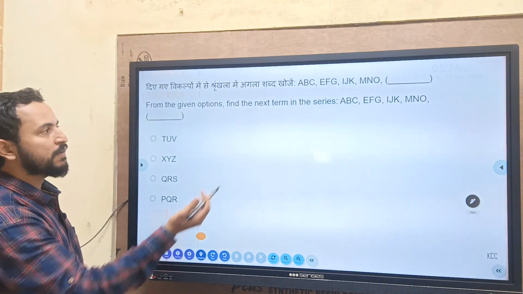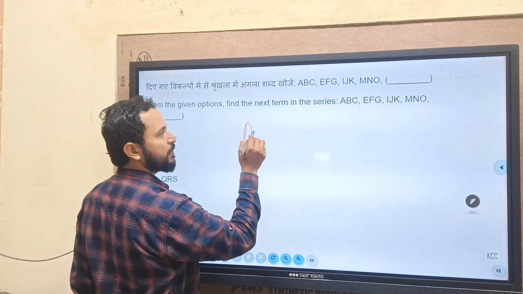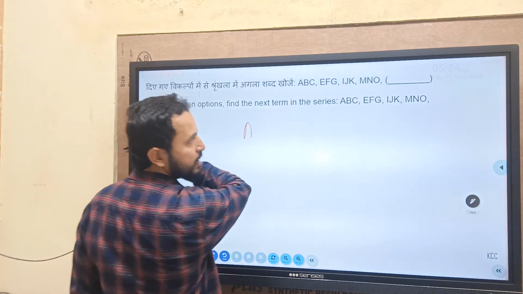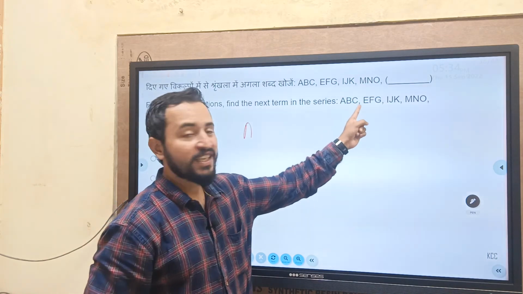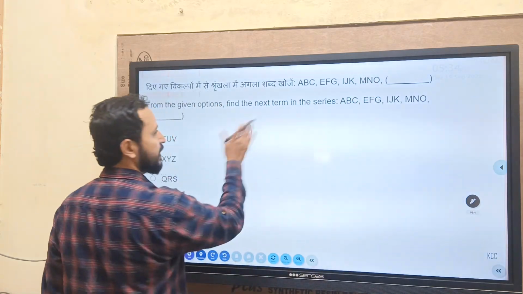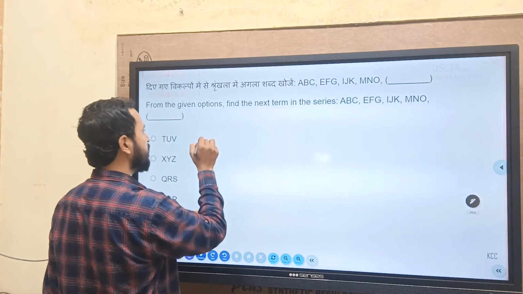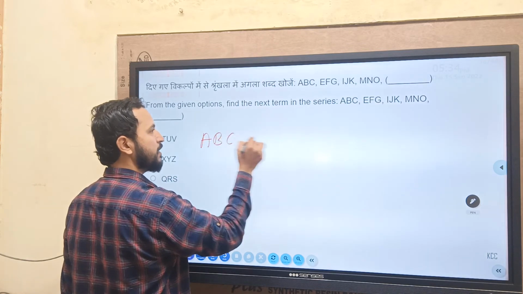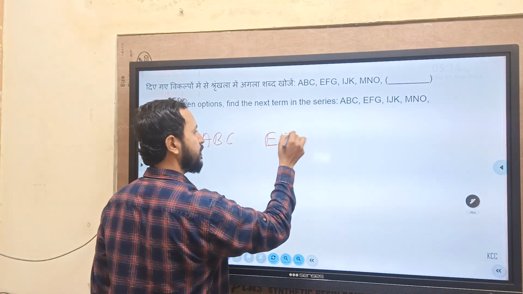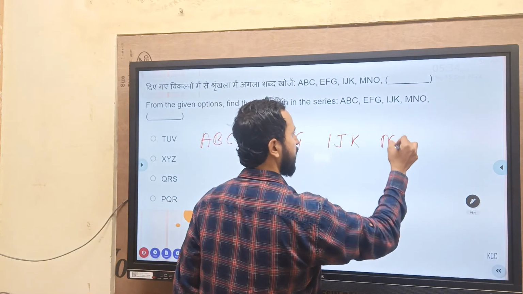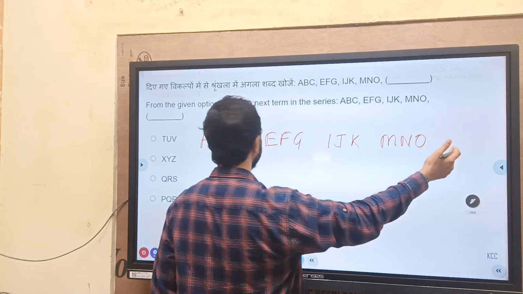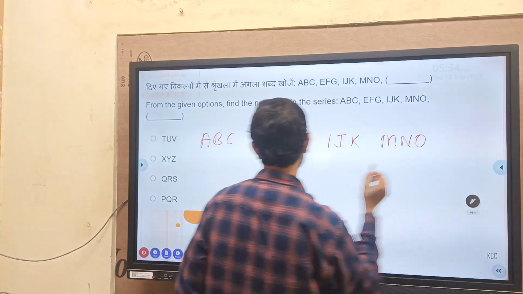A, B, C, E, F, G, this is the question. A, B, C, D, E, F, G, H, I, J. Simple question, directly you can do. A, B, C, D is not there. Can you see this? I hope you can see, otherwise I'll write it. A, B, C, then E, F, G, I, J, K, M, N, O. What will come after this?